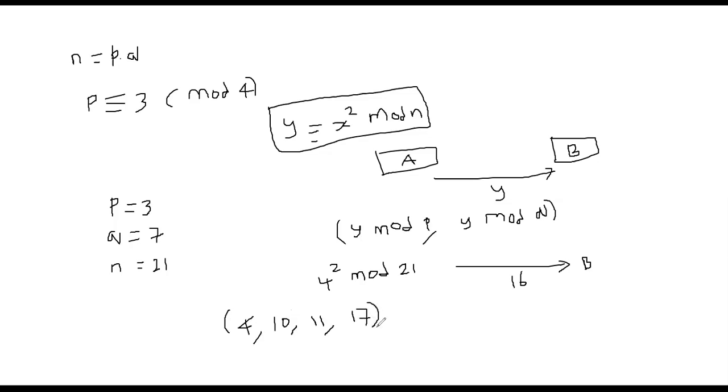So if an element has a square root, there are 4 square roots. So Bob actually cannot tell with 100% precision which message out of these 4 messages was actually sent by Alice. So it could be 4, it could be 10, it could be 11, or 17. So that's a big problem, right? You are getting some message, you have 4 possibilities, you don't know which one to pick.